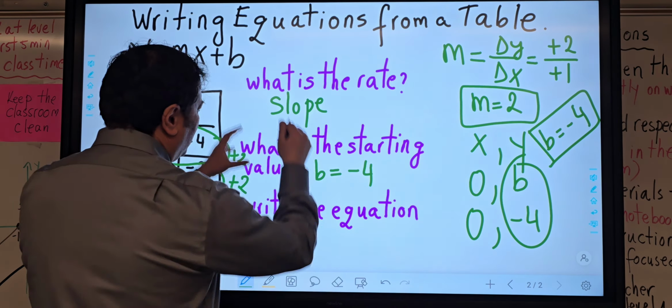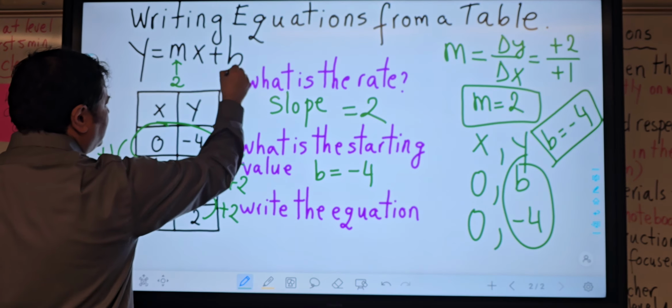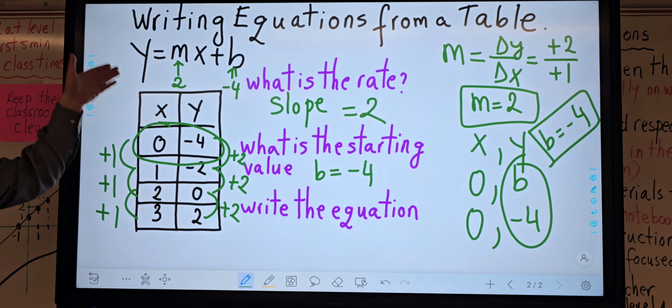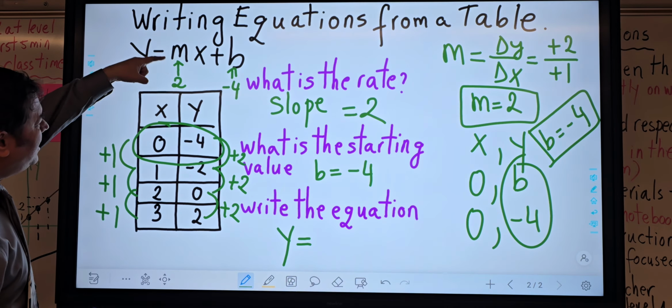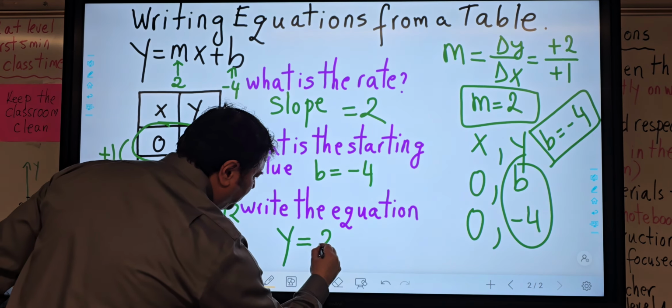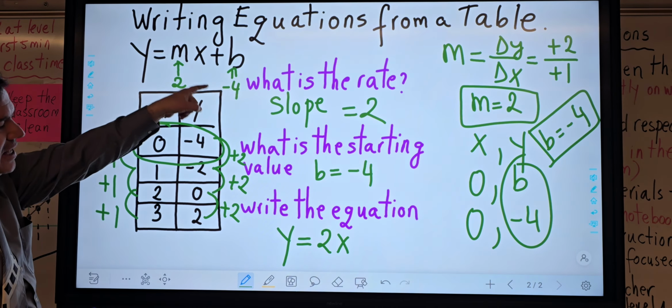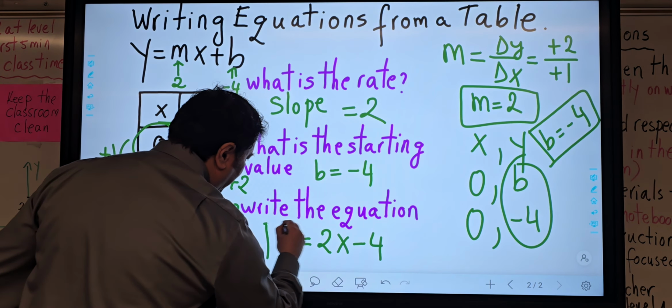Starting value -4. The slope was 2. And now we can write the equation. So we have y equals, the slope is 2 now, so we're going to have 2x and plus b. But since b is -4, it's going to be minus 4. Our final answer.